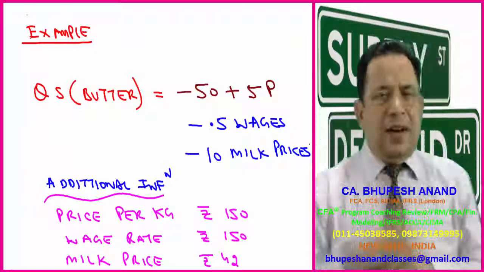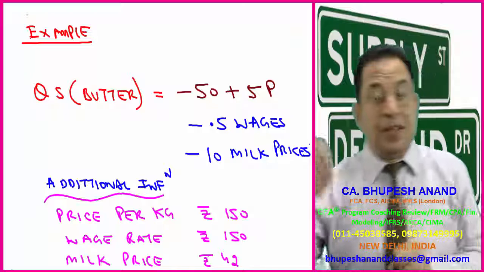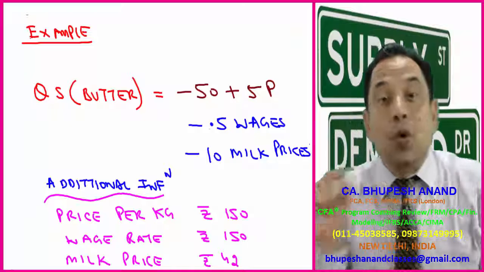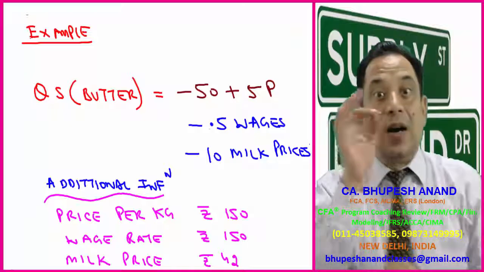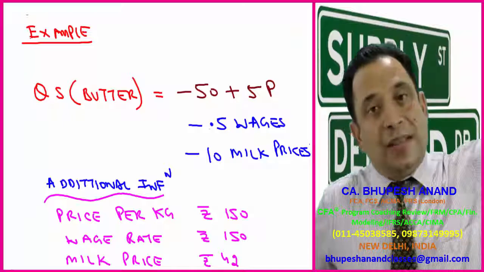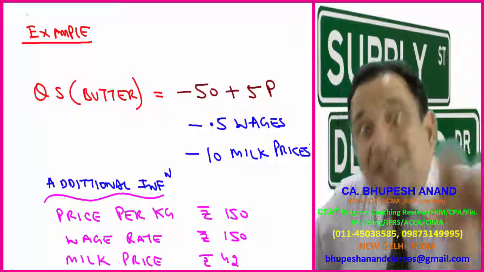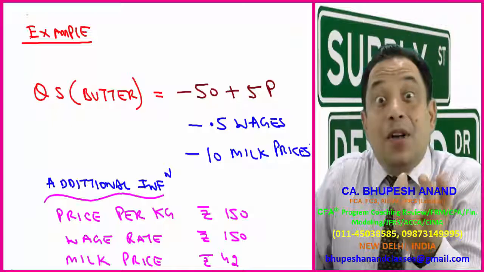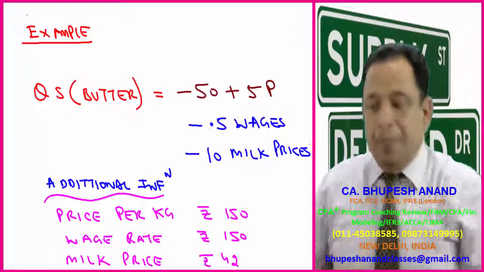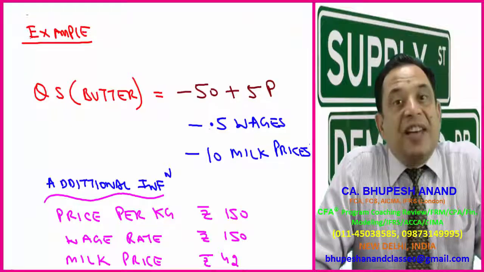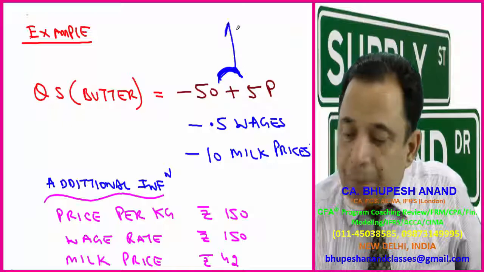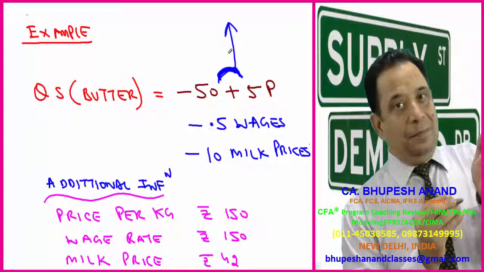Supposing I take this example, the supply function of butter. The quantity supplied of butter is equal to, in India we have Amul butter, the same function as in the demand function, on the same logic I am preparing for supply. Because the price of the product is directly related with quantity supplied, I have written minus 50 plus 5p. This is positive. It means there is a positive relationship between price and the quantity supplied.